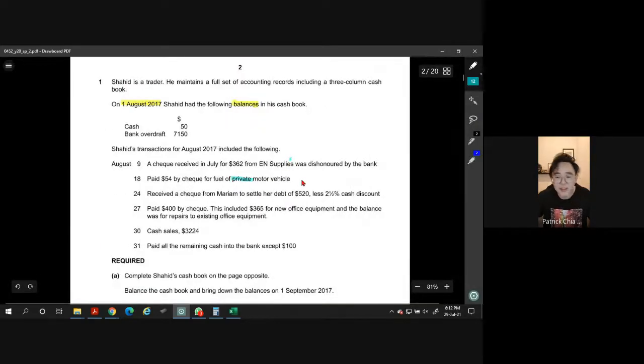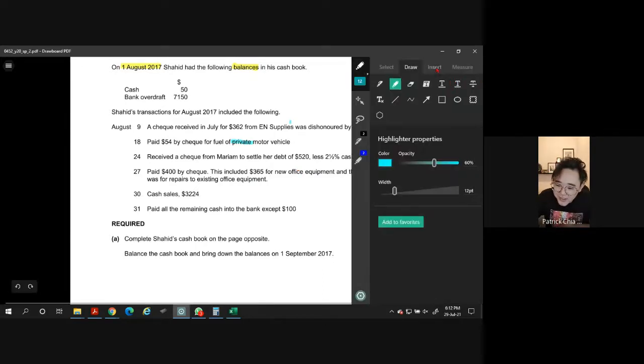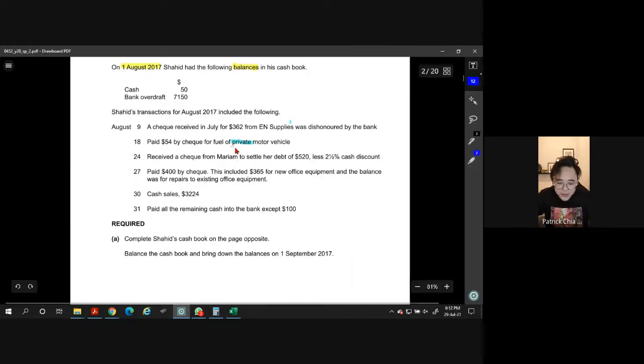For this question, they are very tricky, very sneaky. They put the word private. When you see the word private, they are referring to who? They are referring to the owner already. When you see the word private, it means owner. And when you see the word owner, are we supposed to use business money to pay for the owner's own expenses? No. So we don't need to know what it is. We can just throw everything into this thing called drawings.